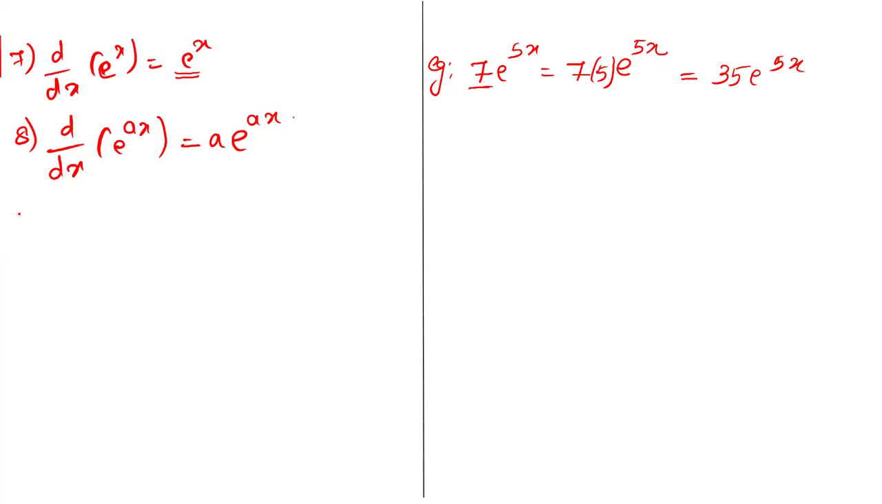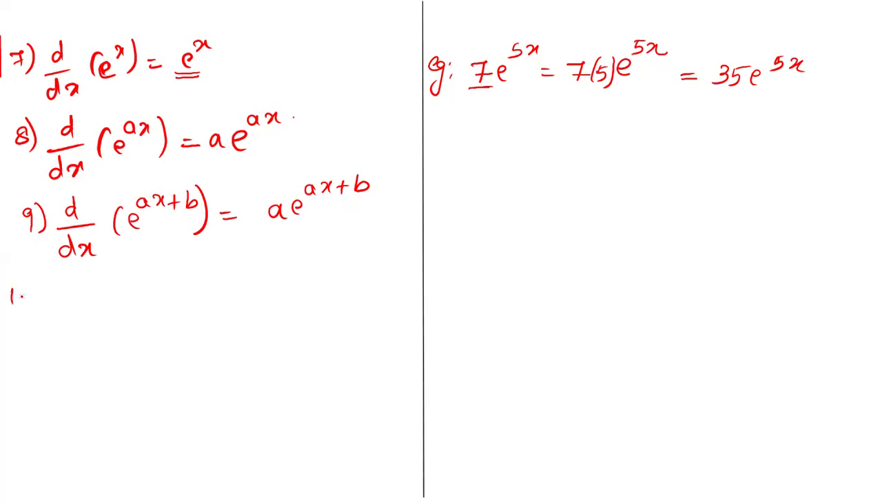Then we'll look at the other set of formulas. Suppose your value is like this, e power ax plus b. So your formula will be a e power ax plus b. Just multiply with the coefficient of x. The b number, just consider it as constant.